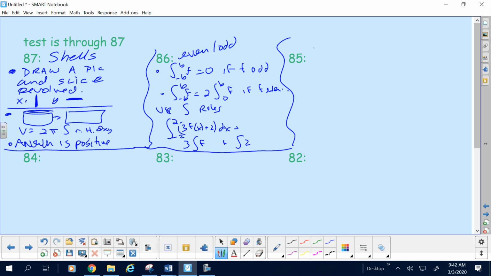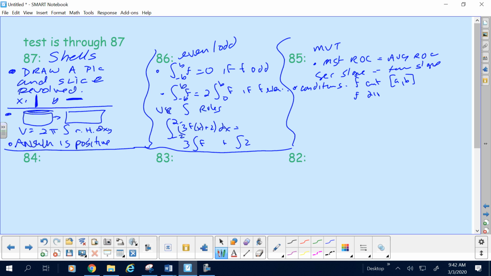85 is the mean value theorem. The big idea is there's a place where the instantaneous rate of change equals the average rate of change, or the secant slope equals the tangent slope. That should be switched to be consistent. The conditions are the function must be continuous on the closed interval, so all the way through the endpoints, so that you can draw slopes between the endpoints, and differentiable on the open, because the derivative point is usually interior, and so it just has to be differentiable on the open. You must show those are met before you do an MVT problem. If you just start throwing around numbers, you have to show the theorem's conditions are met first. Show met first.